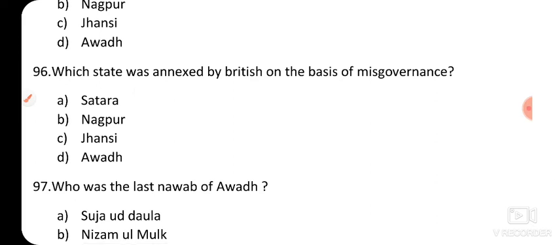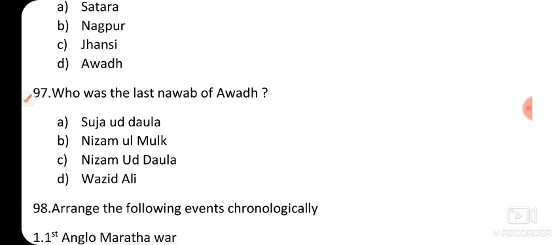Which state was annexed by British on the basis of misgovernance? Option A, Satara. Option B, Nagpur. Option C, Jhansi. And option D, Awadh. So the correct answer is D, Awadh. Awadh was annexed on the basis of misgovernance, not on the basis of doctrine of lapse. The East India Company said that the Nawab of Awadh was inefficient and not able to govern his country. So on the basis of misgovernance, Awadh was annexed by the British East India Company. And who was the last Nawab of Awadh? Option A, Sujadullah. Option B, Nizamul Mulk. Option C, Nizam Uddaulah. Option D, Wajid Ali. So the correct answer is option D, Wajid Ali.